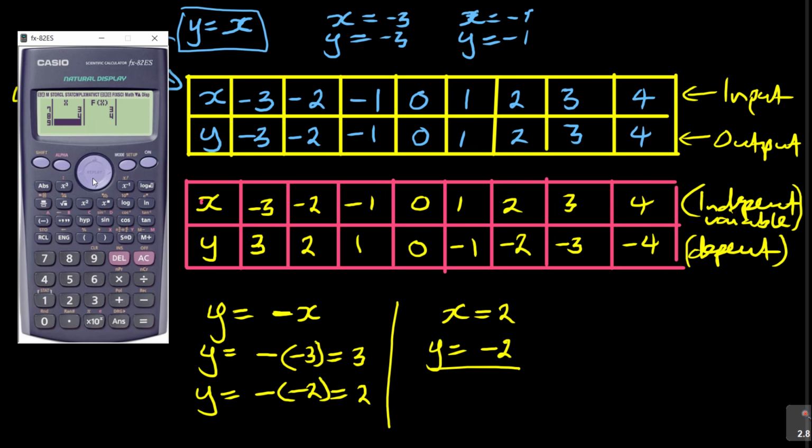Now look at the y values. Minus 3, what is y? Y is minus 3. That's what we also got. Minus 2, y is minus 2. Minus 1, y is minus 1. You see, it maintains the same value. So that is another way of doing it.